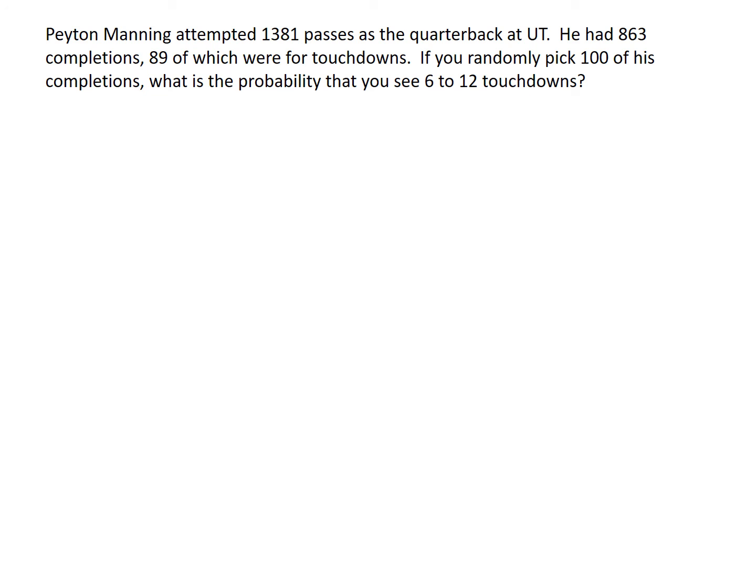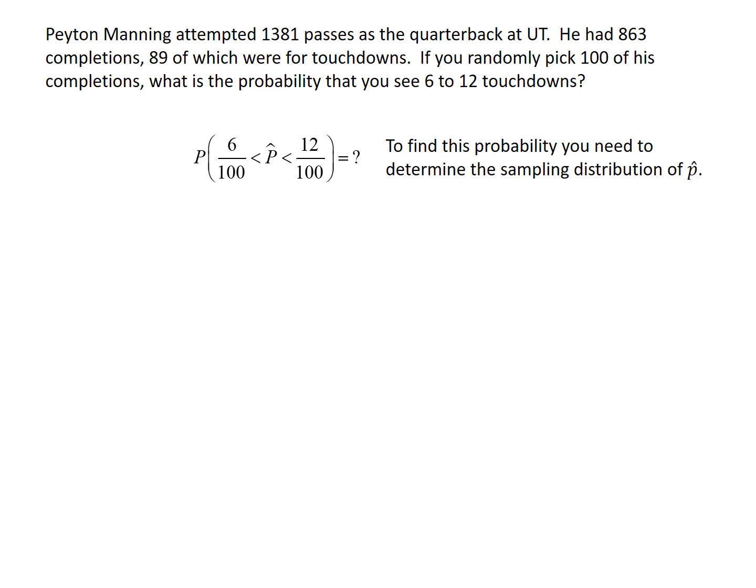This time we're going to ask a different question about Peyton Manning's time at UT. So if we randomly pick 100 of his completions, what's the probability that out of those 100, somewhere between 6 and 12 are touchdowns? So we want to know the probability that the proportion of touchdowns is somewhere between 6 out of 100 and 12 out of 100. That's what we're asking. And to find this probability, we need to know the distribution of p hat.